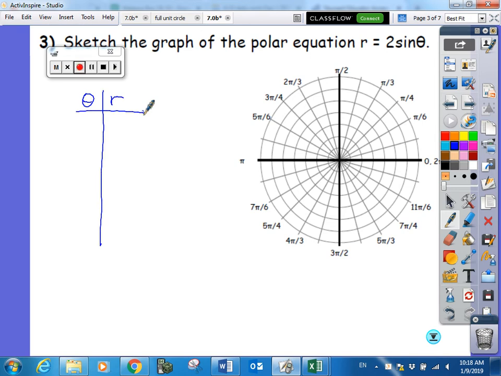Okay, I'm going to write everything down from 0 to pi. So we have the ones that we know. We have 0, we have pi over 6, pi over 4, because we aren't going to do all these, because we don't really know exactly what all of them are without a calculator.